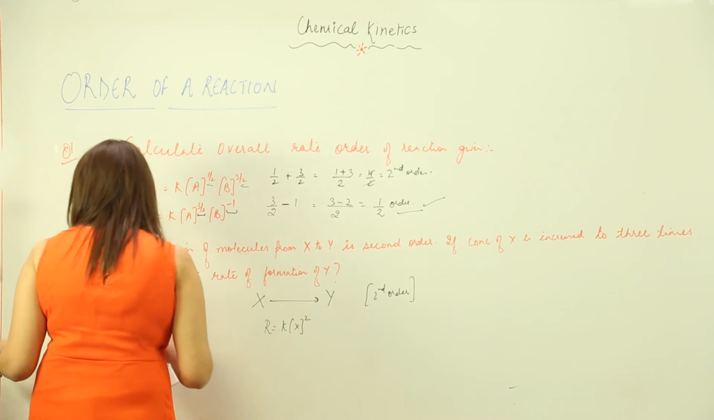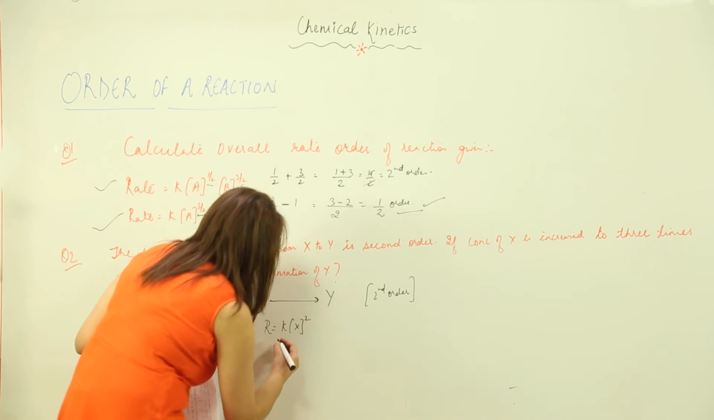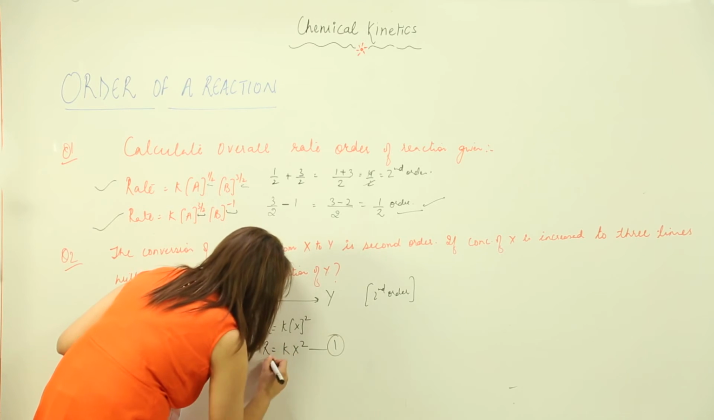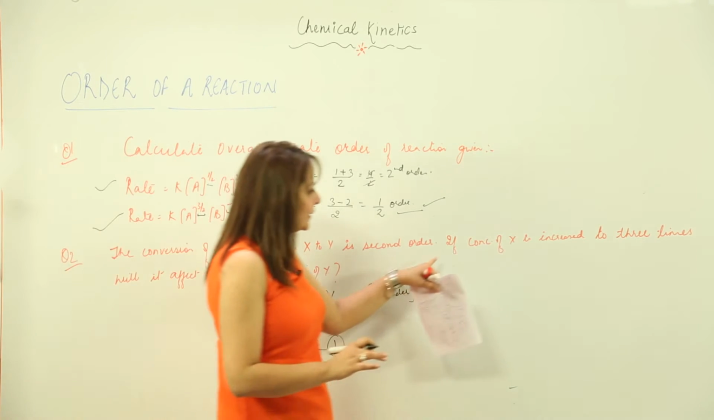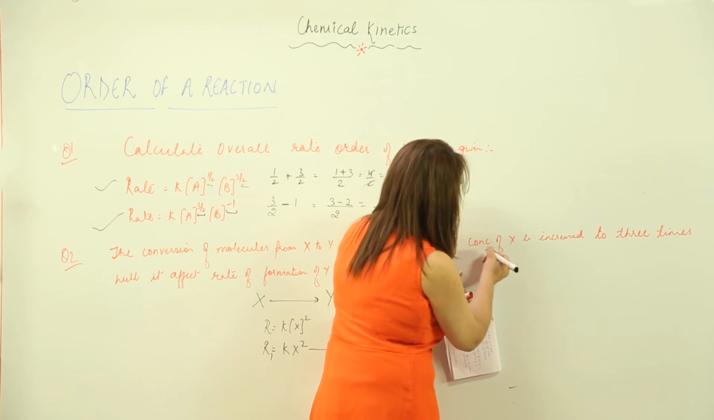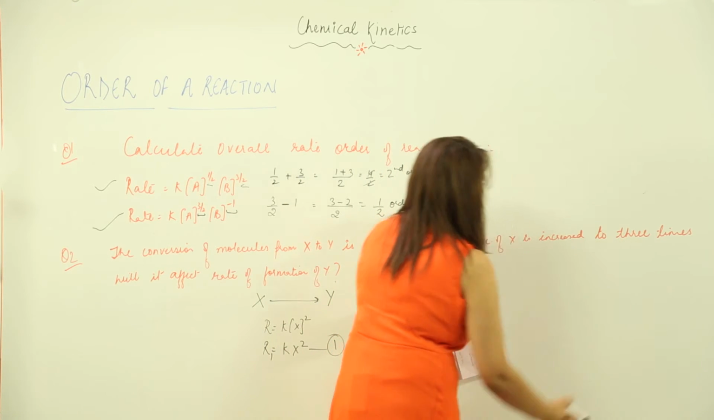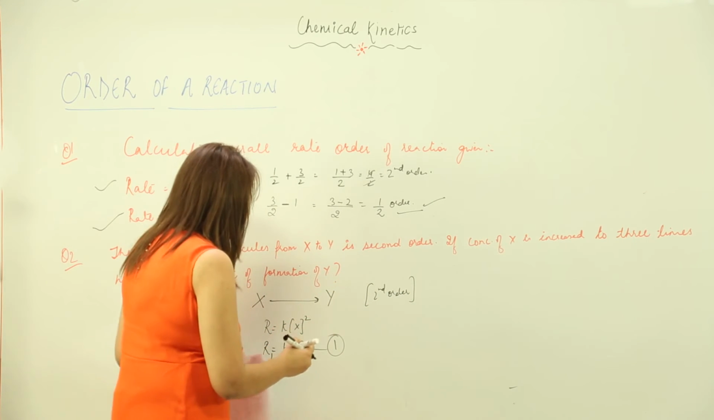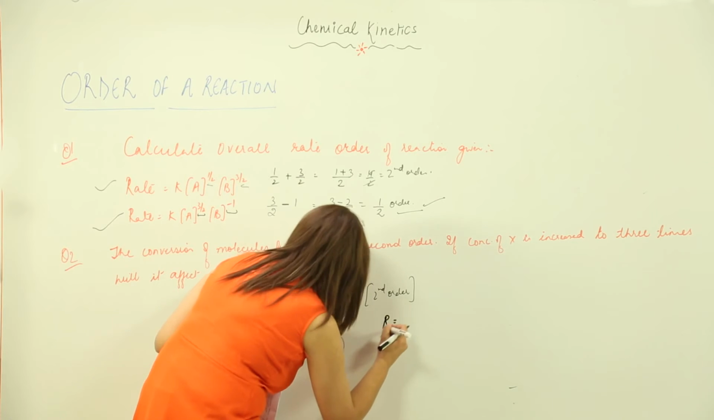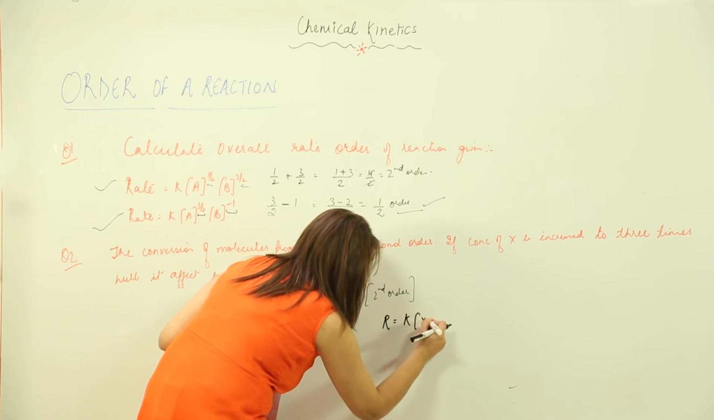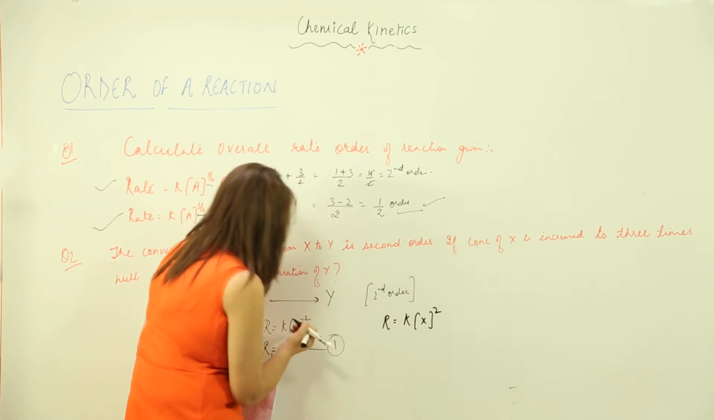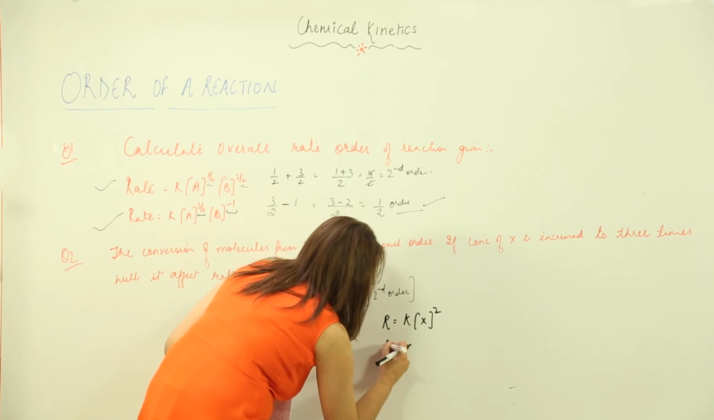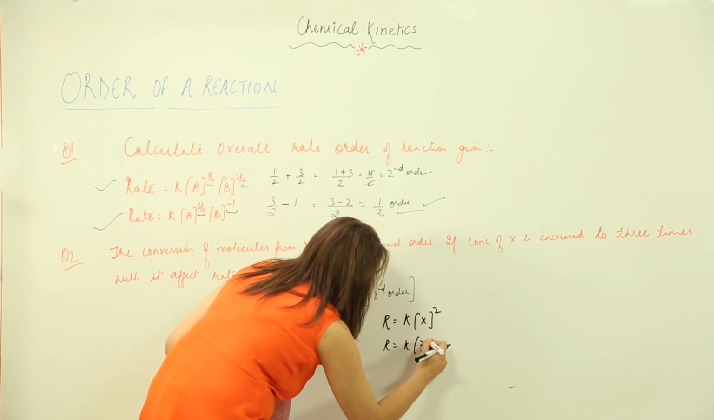How is it going to happen? See now, if I solve this expression, it becomes kx square. So this is my first rate. Now, in this question, if the concentration of x is increased to 3 times, that means in the second part the concentration of x increases to 3 times. So again I write the expression, k times x. Now the concentration is no longer x, it is increased by 3 times. So let us suppose that it becomes 3x.